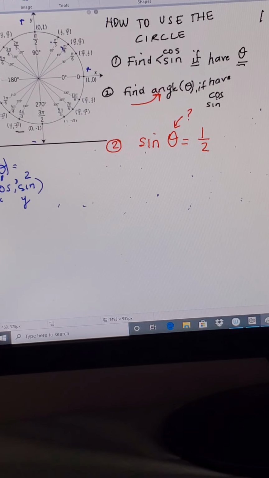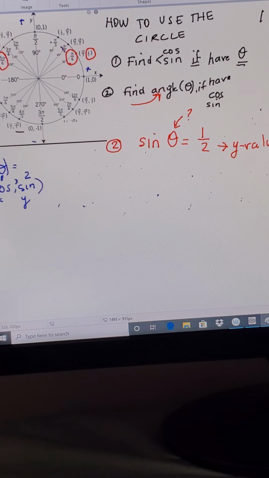Luckily, there are not infinitely many choices because the sine must be half. So remember, sine is the y value. So this is referring to a y value. I look on my circle. The y values are positive, so they're only going to be at the top. And I see a y value of a half over here and a y value of a half over here, which means that the y values led me to my angle.